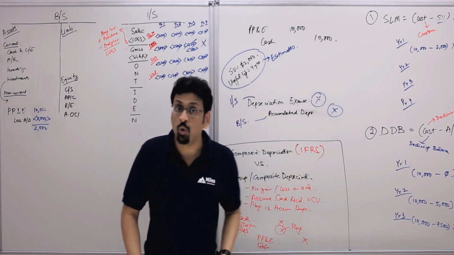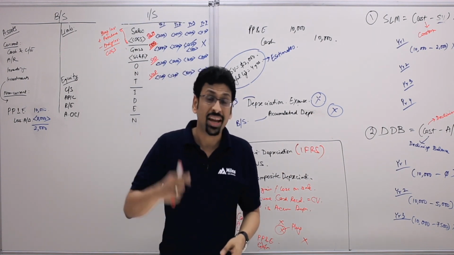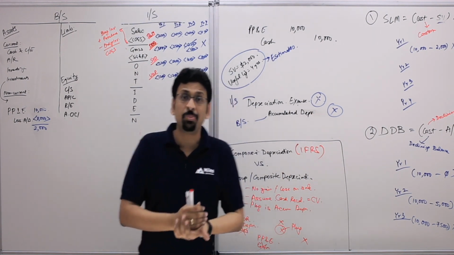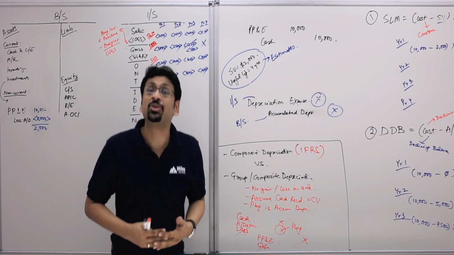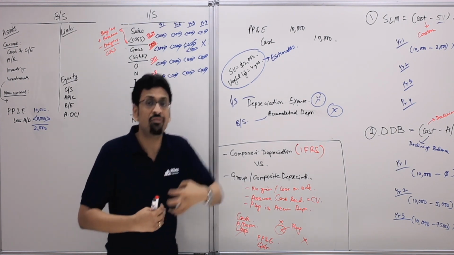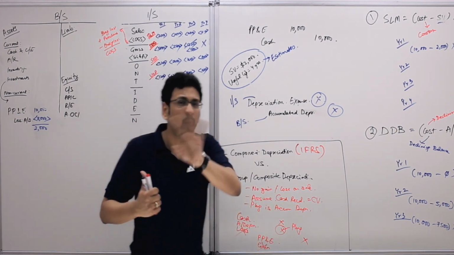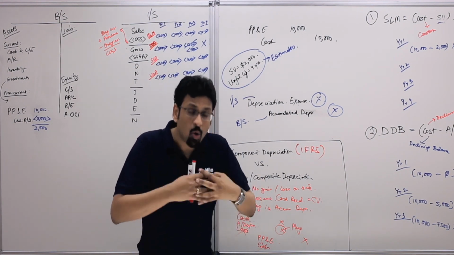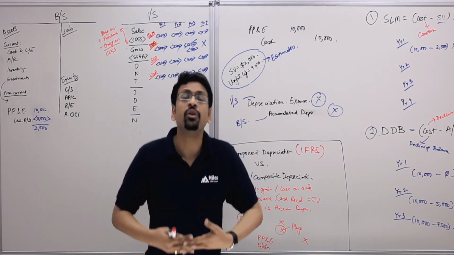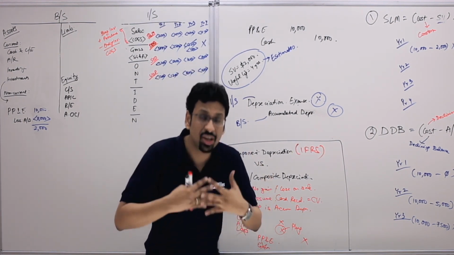Now we know from FAR 1 that changes in accounting estimate are accounted for prospectively. That means now and forward. So we don't go back and make any changes. But from now, we're going to use the revised estimate for this year and forward.